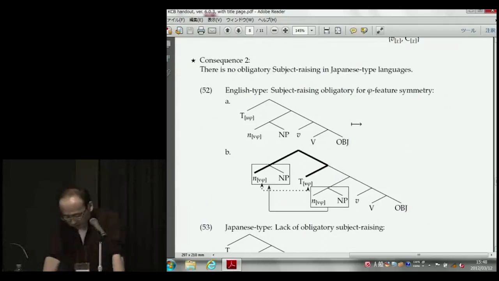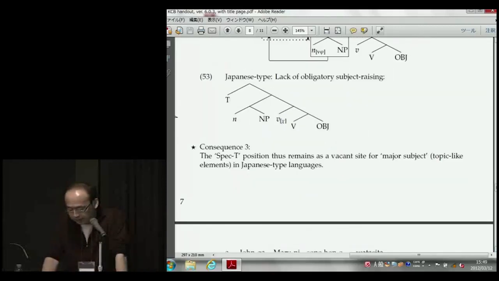Okay. The consequence 2 is that there is no obligatory subject raising in Japanese type languages. Recall first that the movement of the subject little np to the spec T position has an important function of forming phi-feature symmetry. Due to the presence of phi features, this symmetry forming operation is obligatory in languages like English. That's 52. In contrast, if phi features are totally absent, it is expected that the language also lacks obligatory subject raising. This is exactly what happens in Japanese, which is, as you know, independently known as a language that shows no evidence for obligatory subject raising, 53. Okay, so that's accounted for.